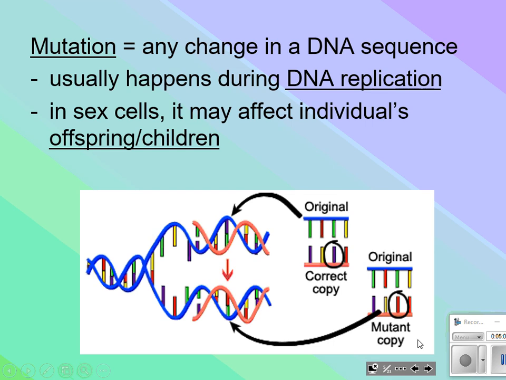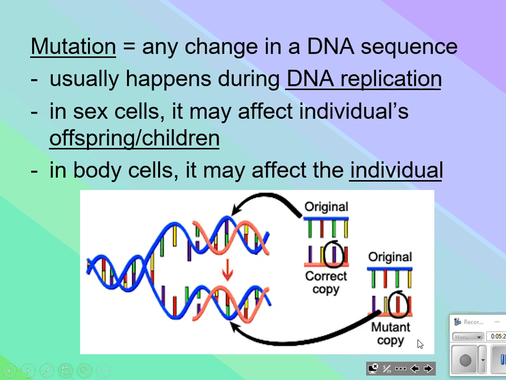If the mutation is in a sex cell, it may affect the offspring, the children, the next generation. So if a father had a mutation in his sex cell, he could possibly pass that on to his kids. However, if the mutation was in a body cell, just a regular body cell, not the sex cell, the only one that would be affected would be the individual. So in order to pass on to your children, those mutations need to be in the sex cell.